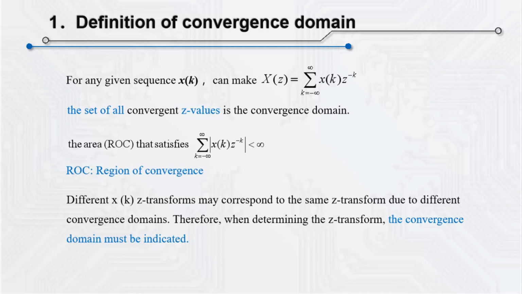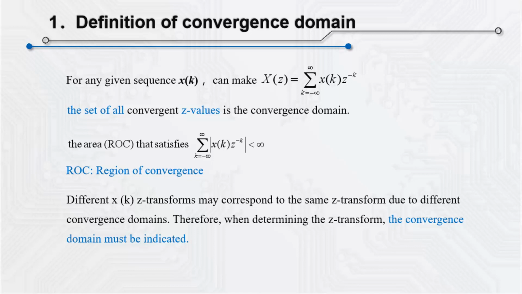The first question. Let's look at the definition of the convergence domain. For any given sequence x(k), the set of all Z values for which x(k) satisfies the definition of the Z transform, that is, for which it converges, is called the convergence domain. Expressed as a formula, absolute convergence is required, which corresponds to such an area. We use ROC, the convergence domain, to describe it.